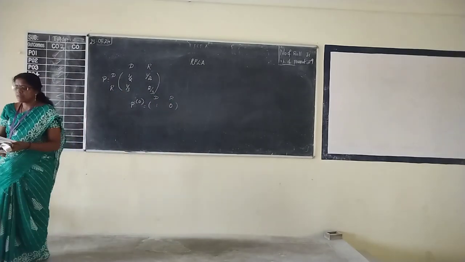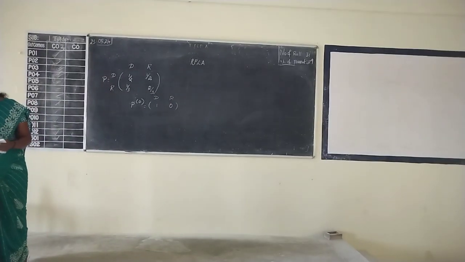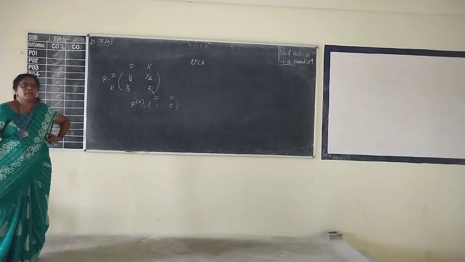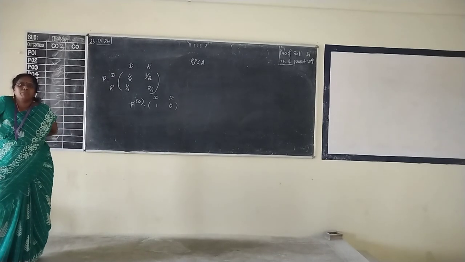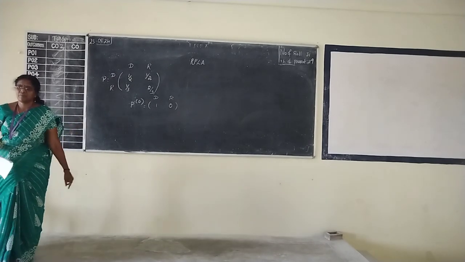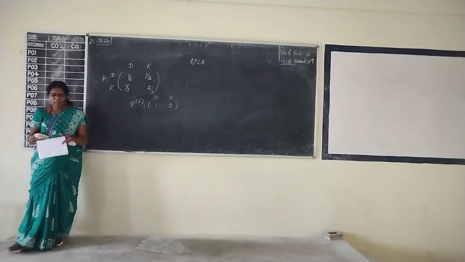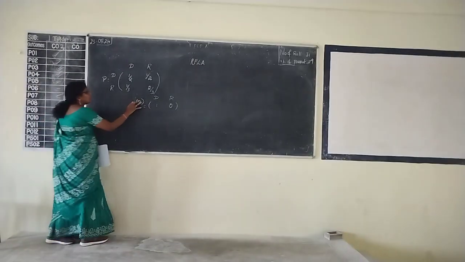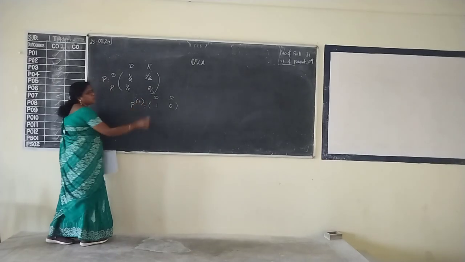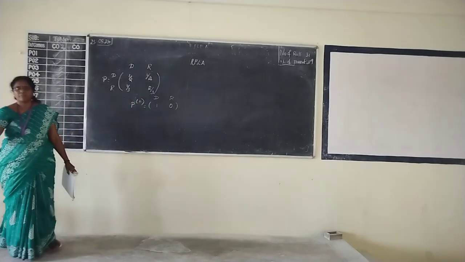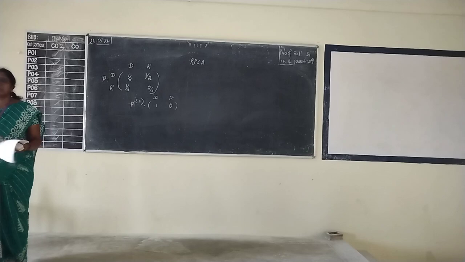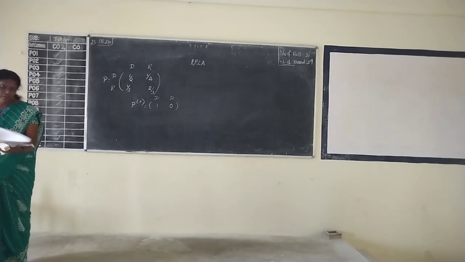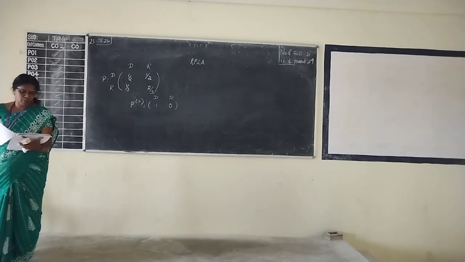Because it is given that May 1 is a dry day. Therefore, P1 indicates May 1. P1 is equal to 1 0. Now P3.